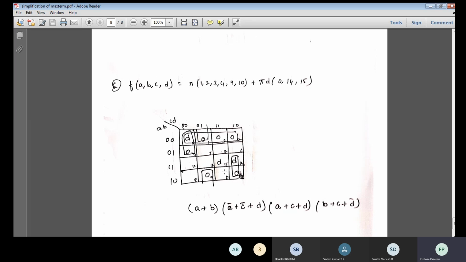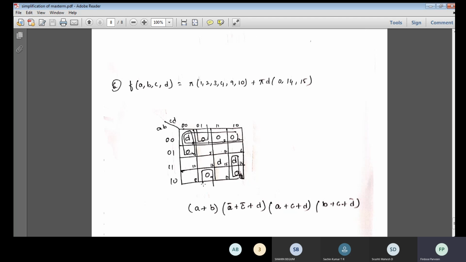Okay. So there is a 0 over here. Okay. So 0 is here. So adjacent, which one it is? D. So I'll group this one. So when I'm grouping this one, it is A bar. Which column it is? C bar plus D. So A bar plus C bar plus D.